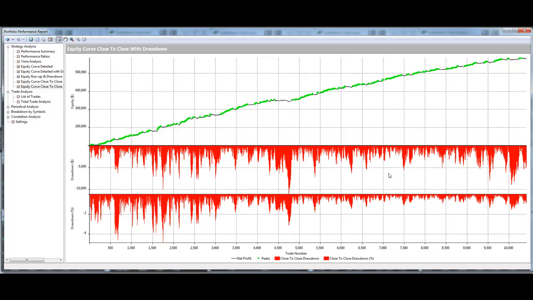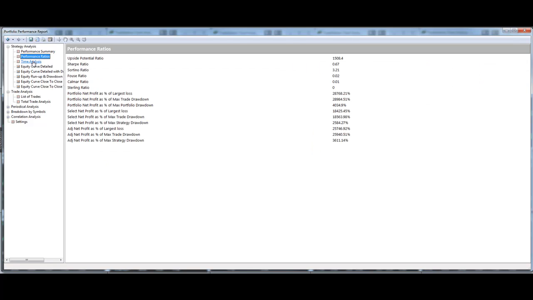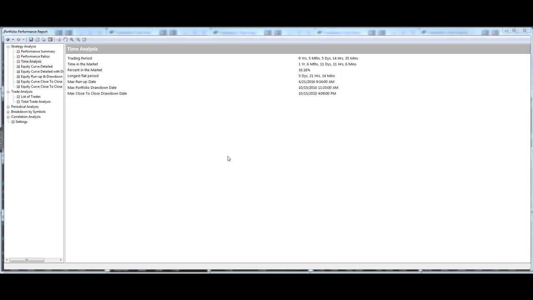You see the drawdowns, you see the drawdown curve and the way it looks, and the performance summary, 481,867. This is back to January 2007. The performance ratios, time analysis. I'll pause the video. The time analysis trading period is about 9.5 years, going back to 2007. We're in the market 16.18% of the time. Max run-up date was in April, and the max drawdown was in October of 2010.